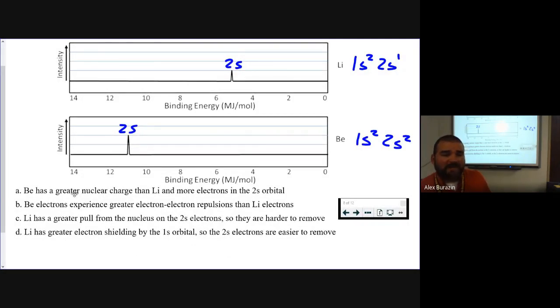A, beryllium has a greater nuclear charge than lithium. Yeah, that sounds good so far. That's absolutely true. One extra proton means greater nuclear charge and more electrons in the 2s orbital. Yeah, that's also true. I think that explains everything perfectly. Okay, A is the correct answer here.